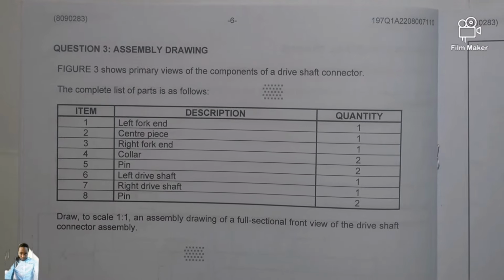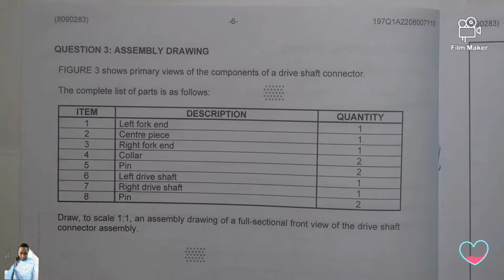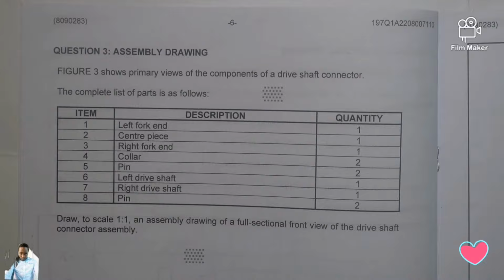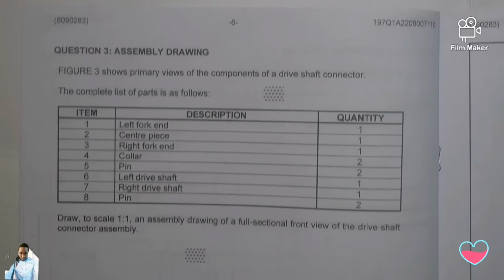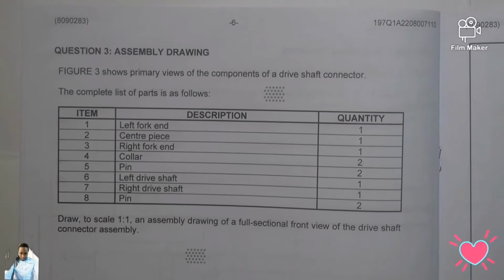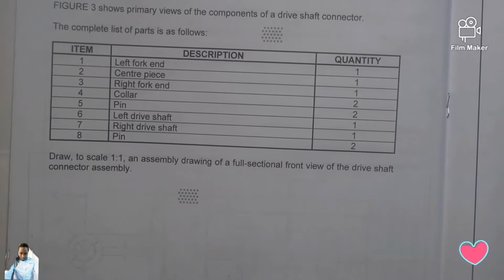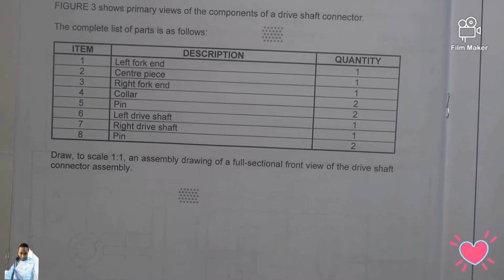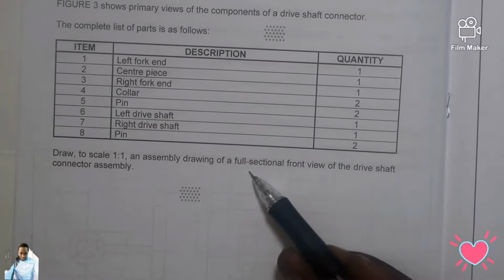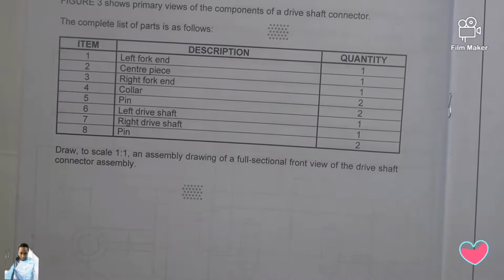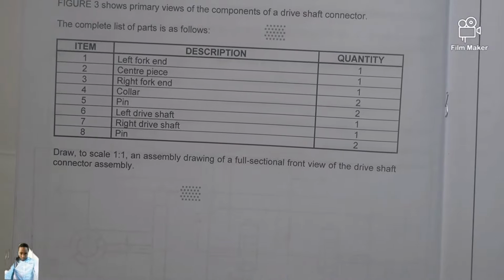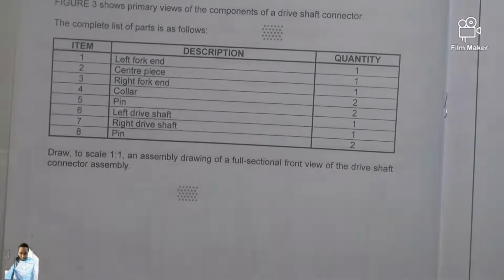So the complete list of the parts is as follows. We've got item 1 till item 8. So we have to combine these items so that we have the drive shaft connector. The question said, draw to a scale of 1:1 an assembled drawing of a full sectional front view of this drive shaft connector assembly. So using a scale of 1:1.